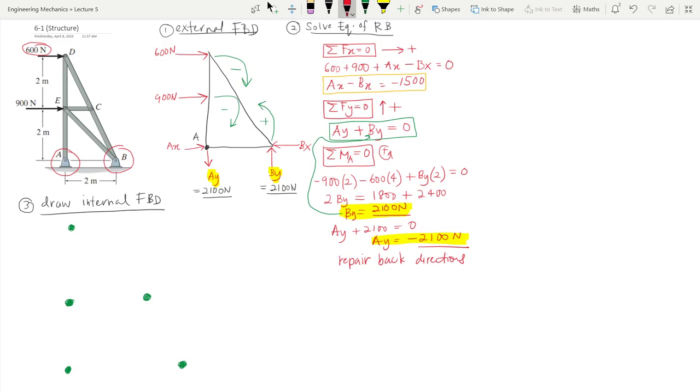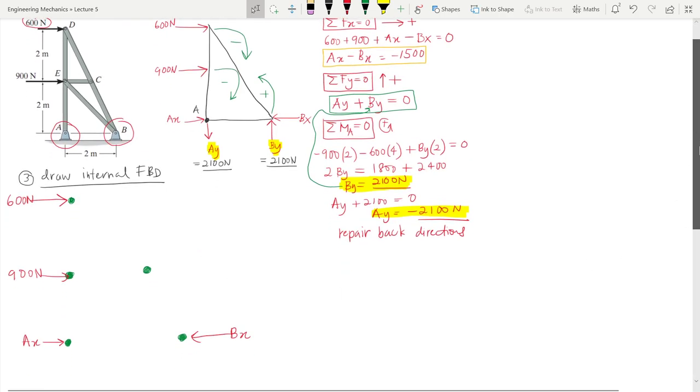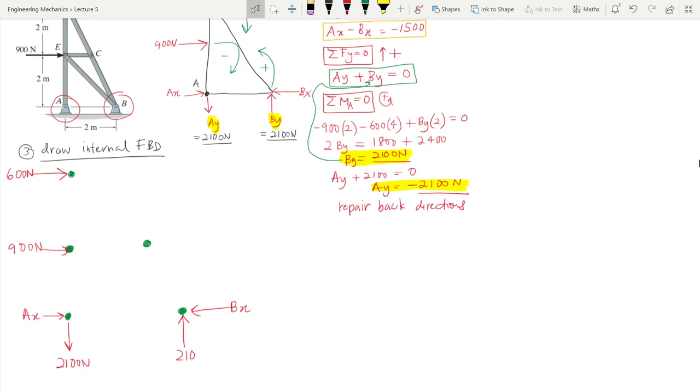So now let's apply all our forces. So you've got this one, 600 Newton, 900 Newton. What else? You got AX. You've got BX. BX is over there. And let's look at other forces. AY. AY is going down like this, 2100 Newton, and BY is going up like that, 2100 Newton. Okay, are we done? Yeah, we are pretty much done.